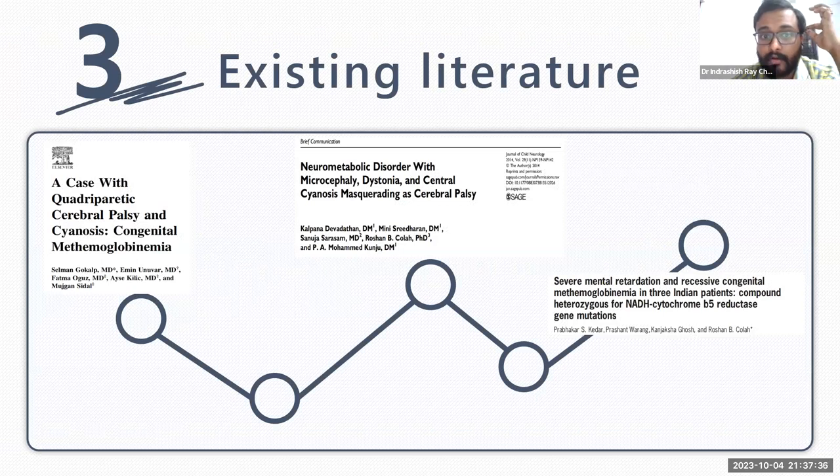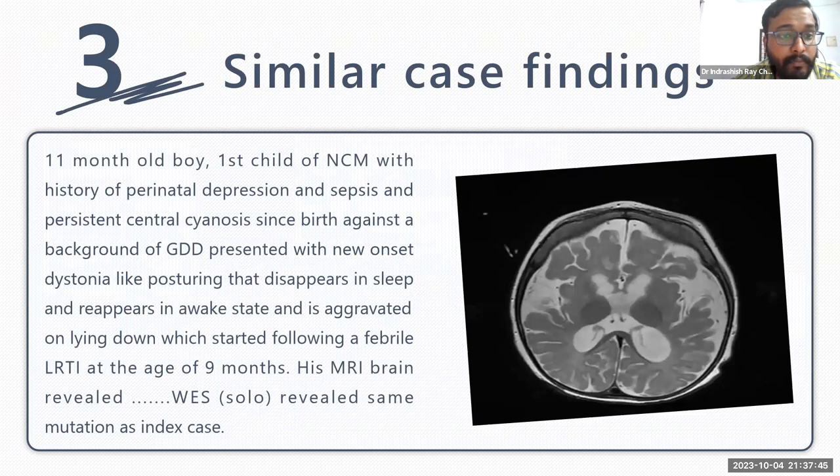This is a neurometabolic disorder with microcephaly and severe mental retardation, reported in the American Journal of Hematology by Prabhakar S. Keder. There, three Indian patients are described.